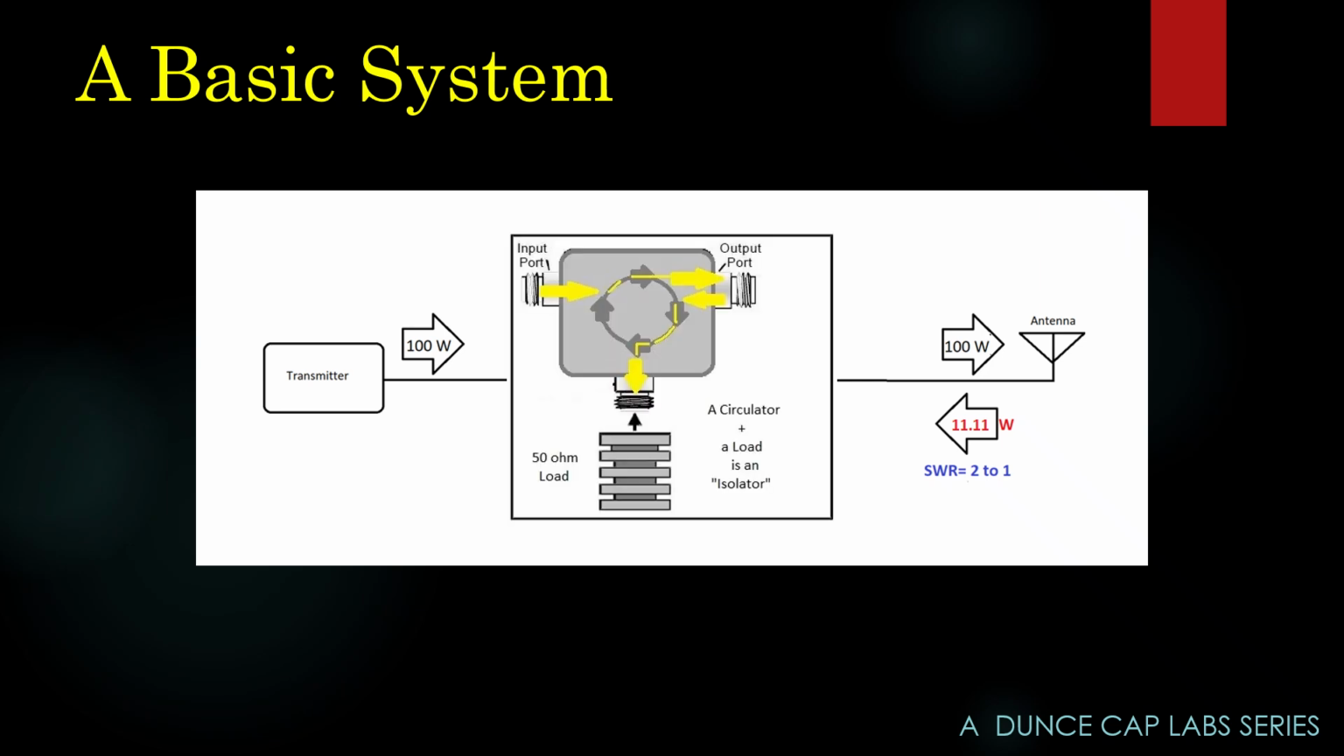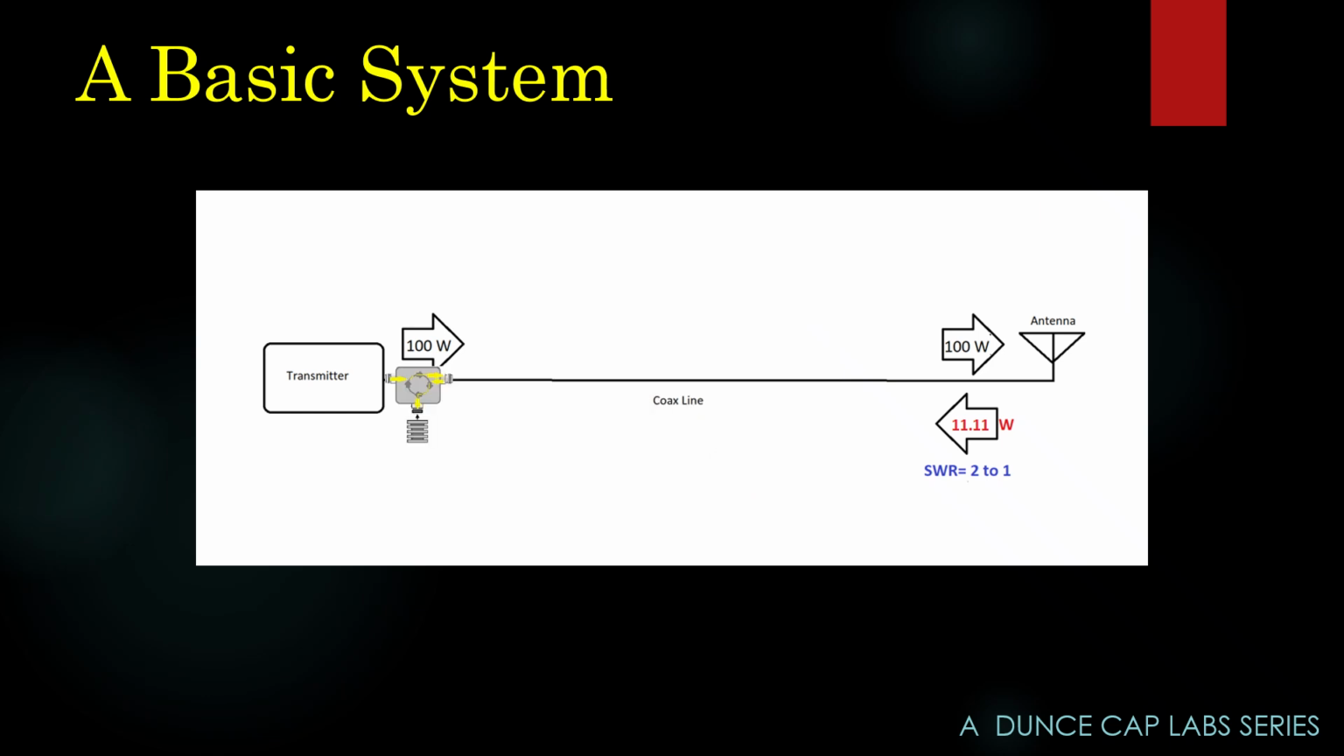So I put an isolator in. This is the coolest invention ever. If you apply power at the input port, it will go around the roundabout and leave at the first exit, which is the output port. The reflected power comes in the output port, goes around the roundabout, and gets dumped into the dummy load.